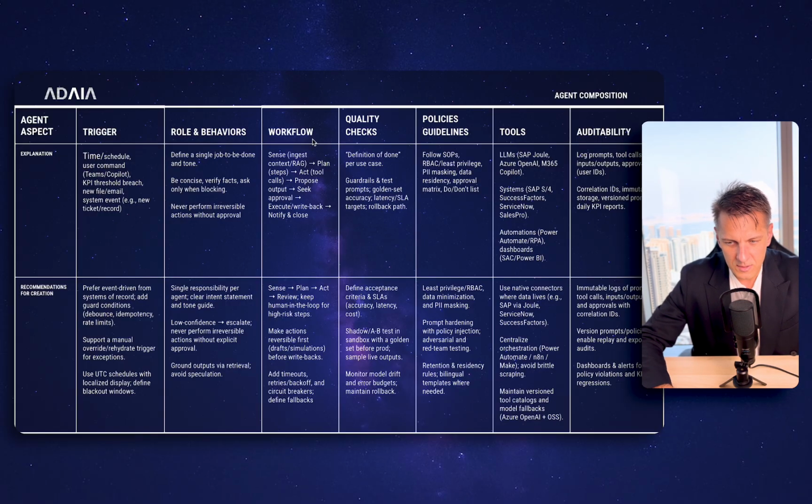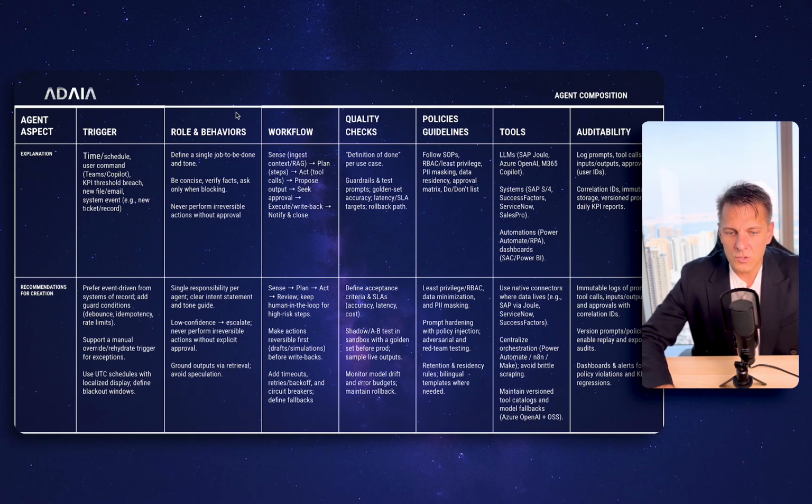So let's go through the aspects of the agents. First of all, the trigger. It's either the time schedule, the user command, the KPI threshold breach, a new file or email received, any system event. So you want to give the autonomy to the AI agents by saying, hey, I want this agent to launch whenever something happens without my intervention or me needing to be in front of the laptop and remembering about triggering this agent. I don't even need to have it in my calendar. It just runs under the bonnet as soon as the trigger event happens.